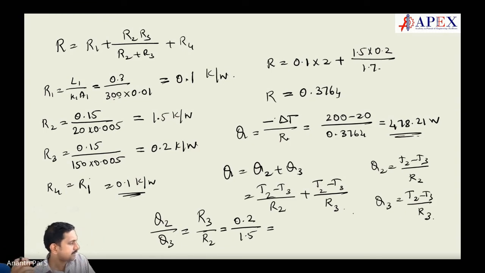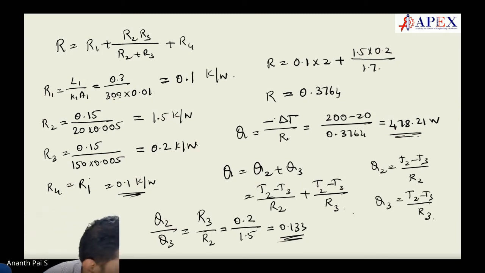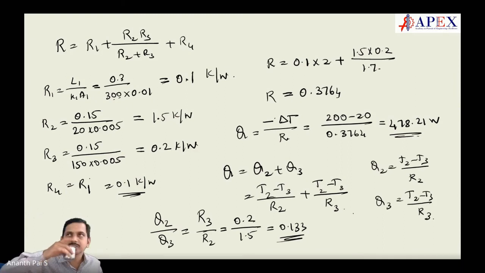It's a direct question. The ratio will give the answer. Simple. So what is the answer you get? 0.2 by 1.5 is 0.13. This is the type of question which will come in GATE. Easy, so you should not miss it. Then next.